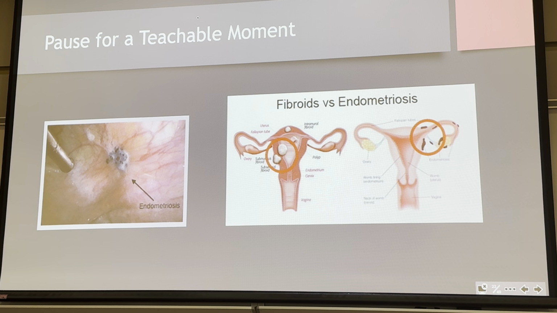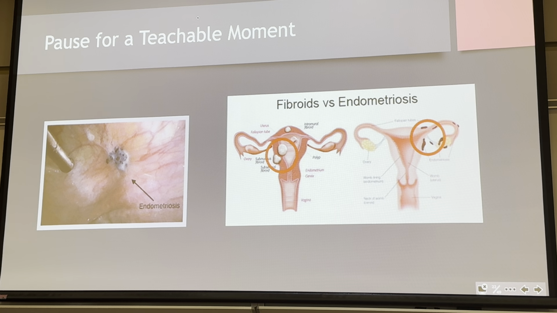Their cycles are usually very irregular, and endometriosis can lead to fertility issues as well, so it can be a culprit for fertility. The highest incidence of endometriosis usually coincides with secondary menstrual dysfunction, so usually between the ages of 25 to 40.